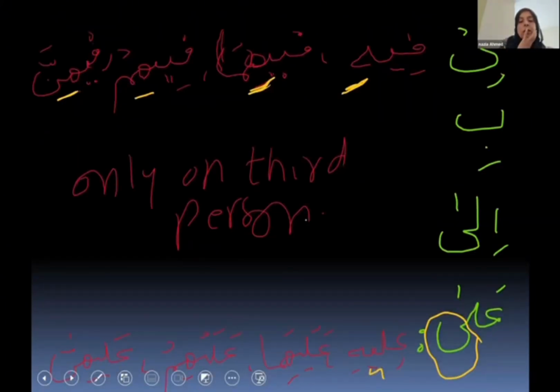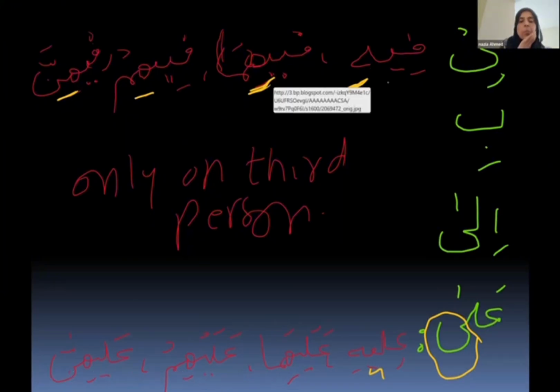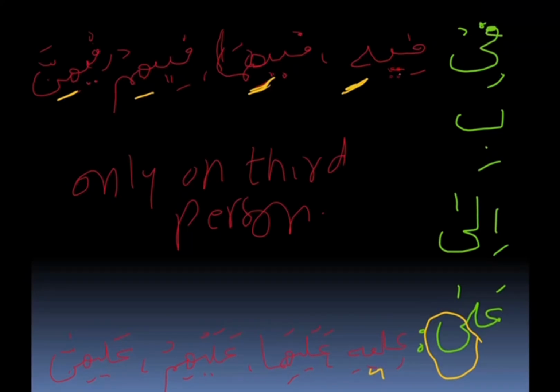I want you to see fi. I'm attaching it with ha. Like rabbuhu. Instead of saying fihu, I wrote fihi. Can somebody tell me why? Because of the kasra? That's right. Because ya has a friendship with kasra.